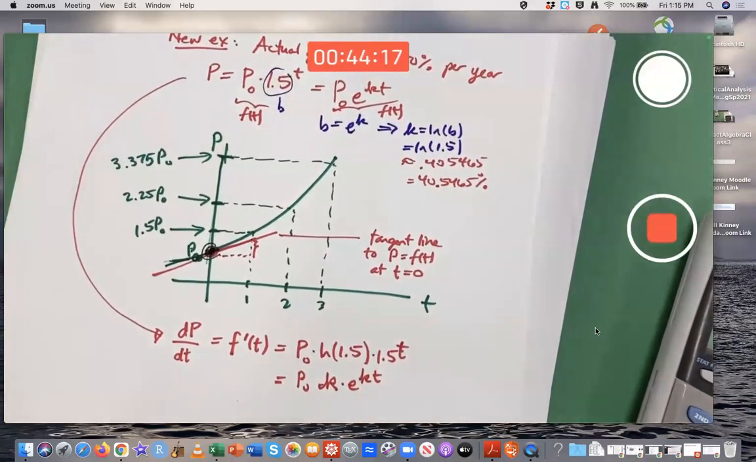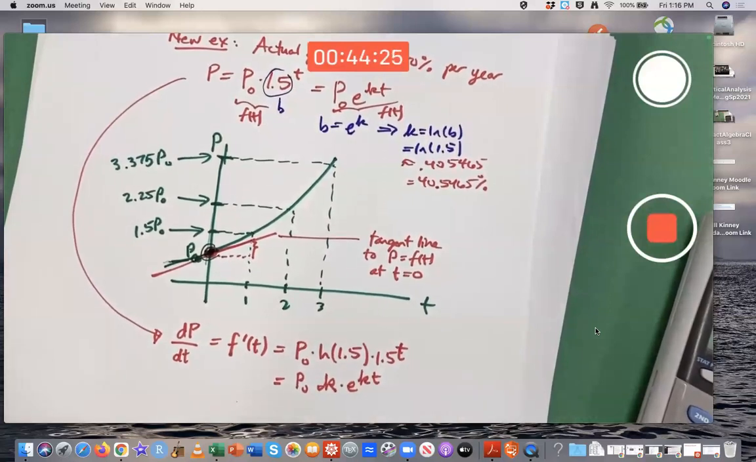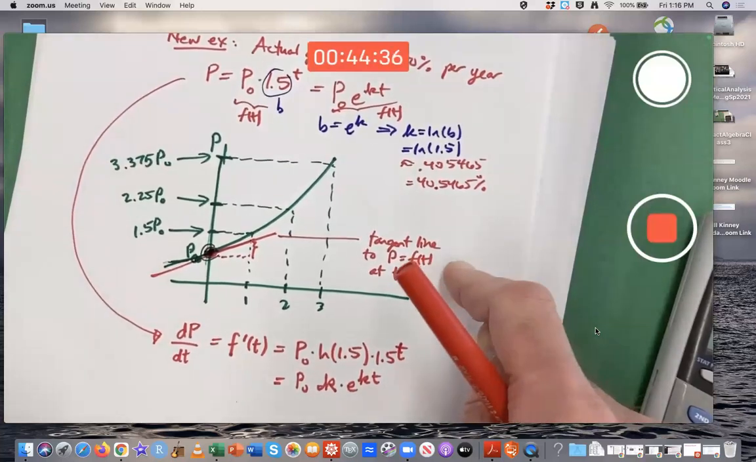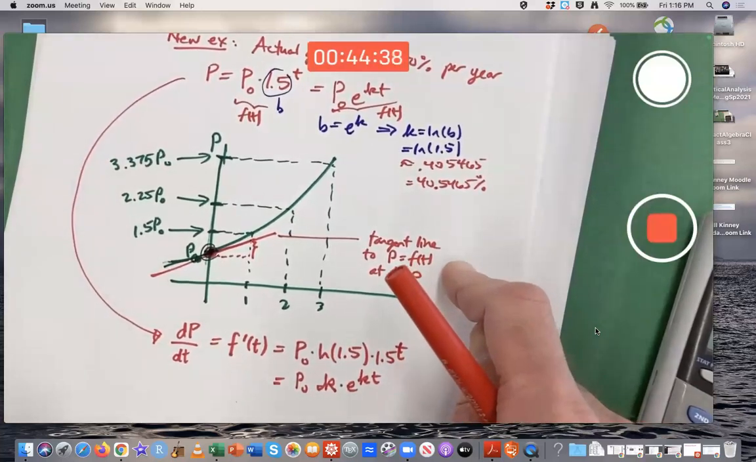You're just trusting me here. I'm not really explaining this. You don't need to know how to do this for exam 1. Okay, fine. What does it mean? What it gives you is the slope of the tangent line at any value of t. That's what it gives you. That's what it means.